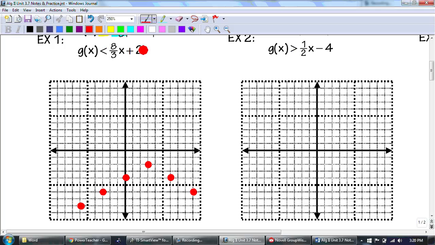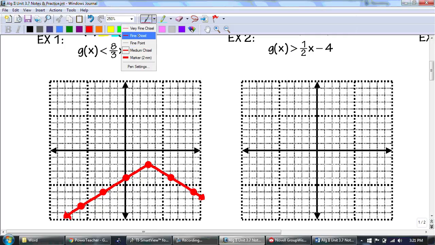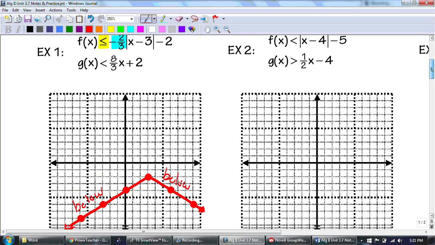All right, and now I'm going to graph it. I'm going to use my straight edge. Okay, and if you want to write yourself a little note that, hey, I need to shade below, you can do that. But we're not shading yet, because I still have that other function.